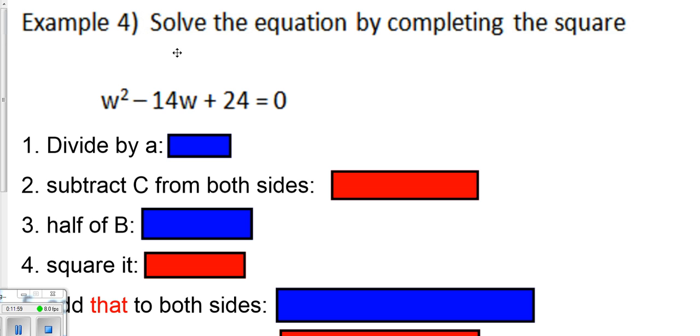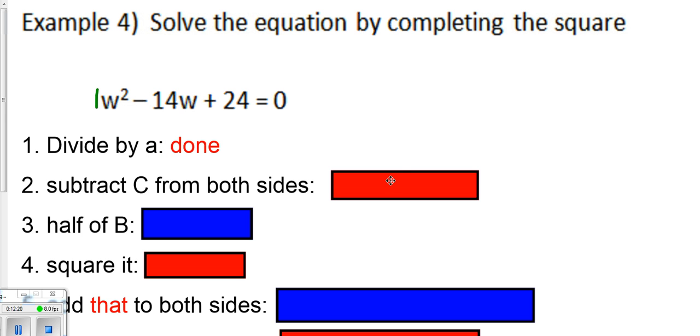Example 4, we need to solve the equation by completing the square. Step 1, we're going to try to divide by a. Now in this case, a is 1. We've got 1w squared. So we don't really need to divide everything by a, because dividing by 1 just keeps everything the same. So we can just say that one's done.